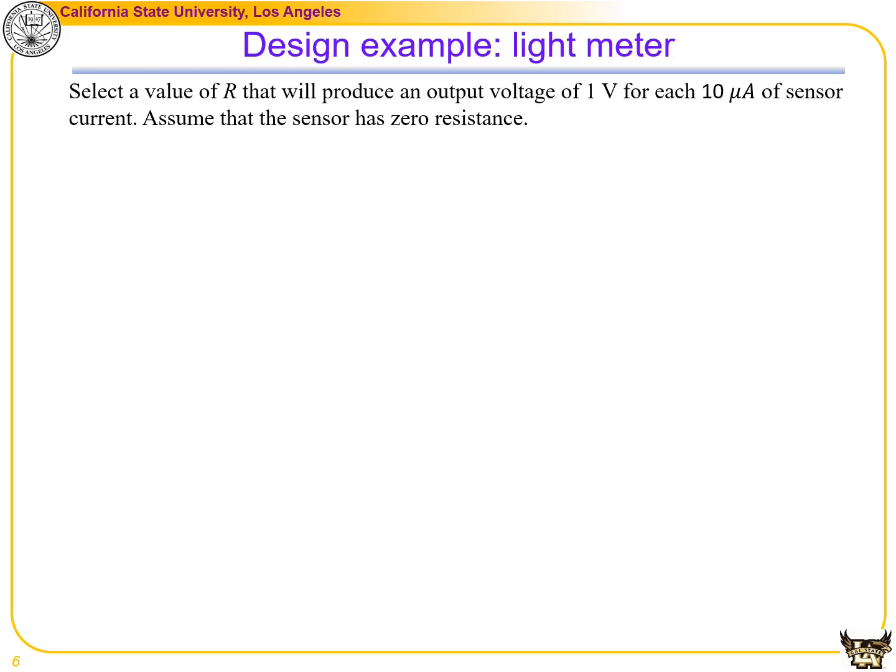Let's look at one design example, a light meter. We're going to select a value of R that will produce an output voltage of 1 volt for each 10 microamp of sensor current. Assume that the sensor has zero resistance.